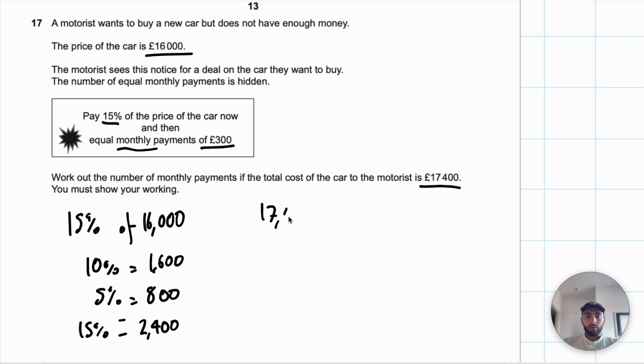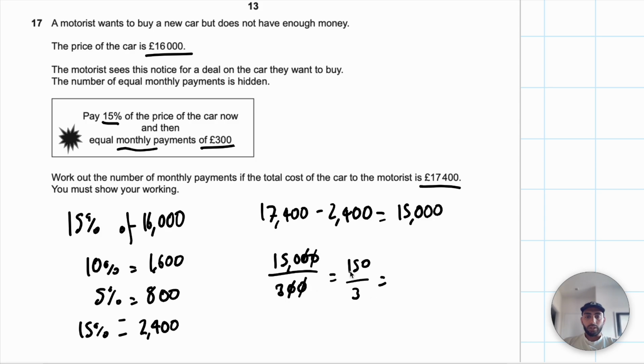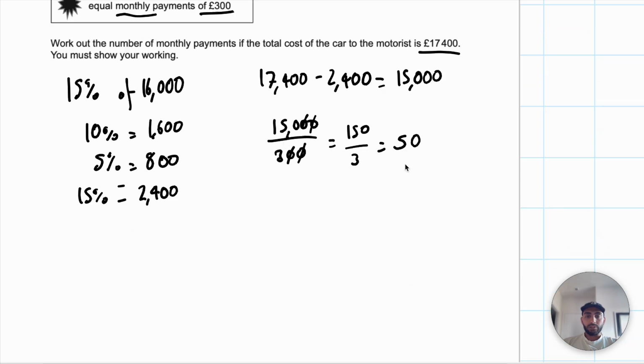So of the total amount that he's paying, 17,400, he's already paid 2,400. If I take these two away, this is quite nice. It leaves me with 15,000. Each month, he's paying £300. So we need to do 15,000 divided by 300. We'll cancel out these zeros. We're left with 150 divided by 3. 15 divided by 3 is 5, and I need one more zero. So the answer is 50 months.